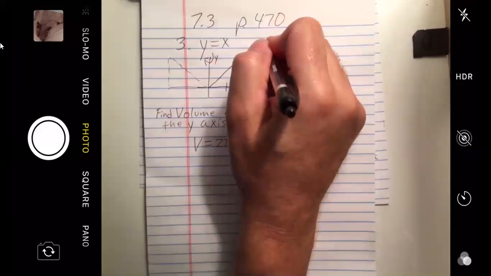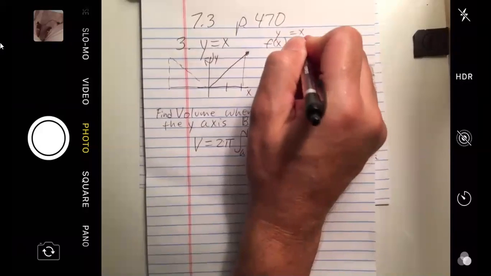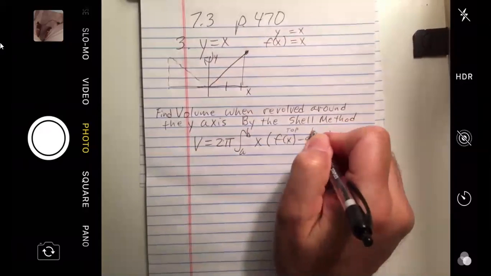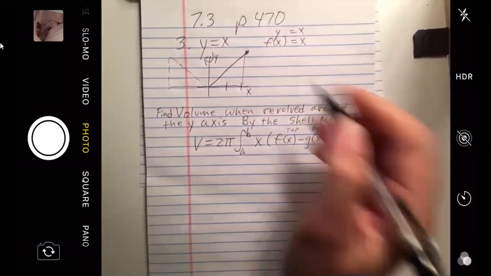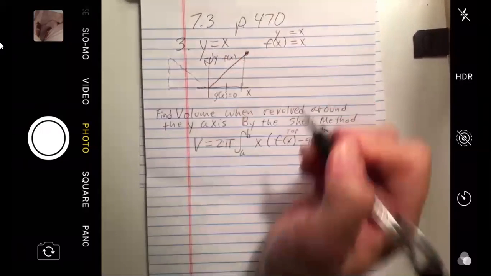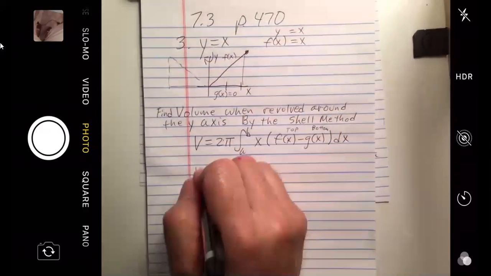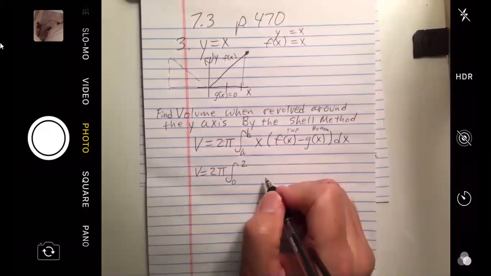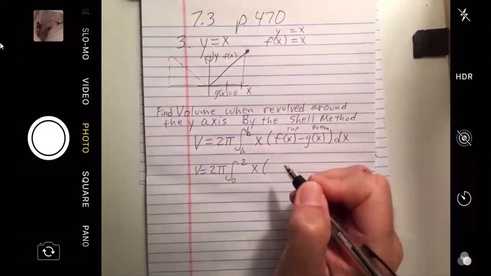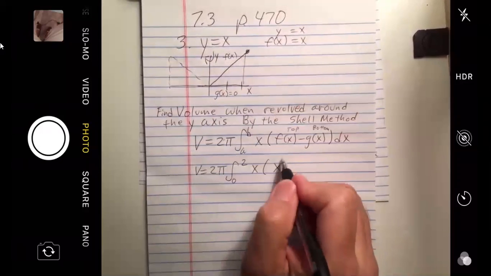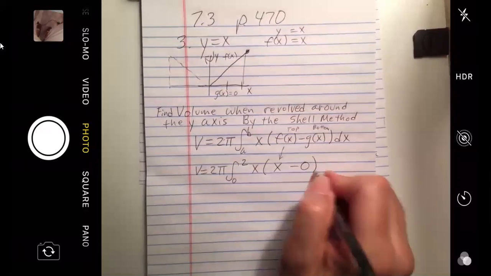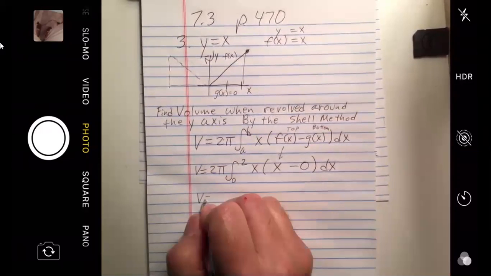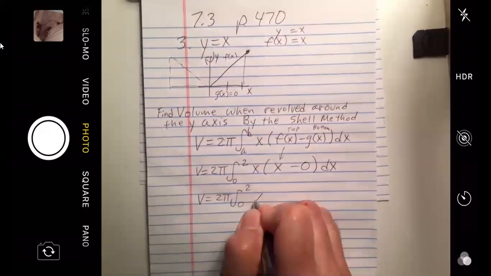Well, your f of x up here, that's your y equals x, is just x. So it's the same logic. It's top minus bottom. So this is your f of x. Your g of x is 0 on this one. So it'd go 2 pi, 0 to 2, x times, well, your f of x is x again, so x for here, minus 0, dx. And you get a pretty simple integral out of this one, 2 pi, 0 to 2 of basically just x squared dx.